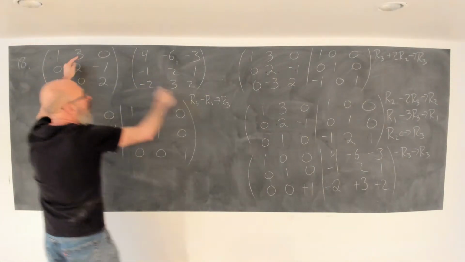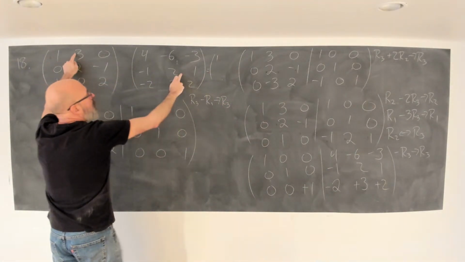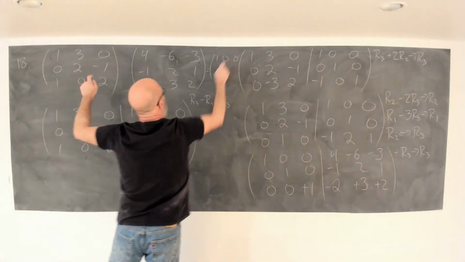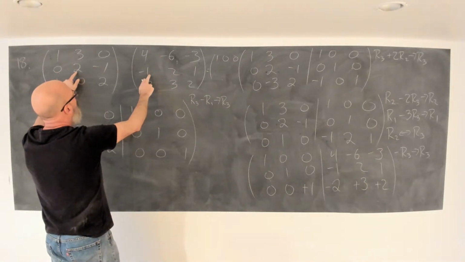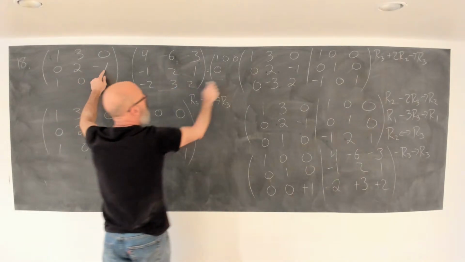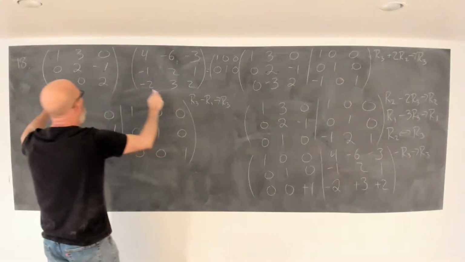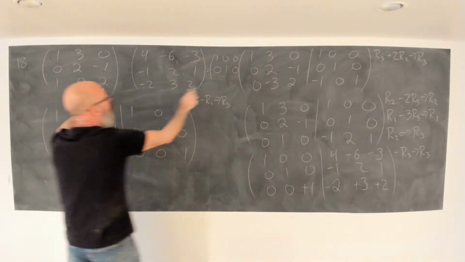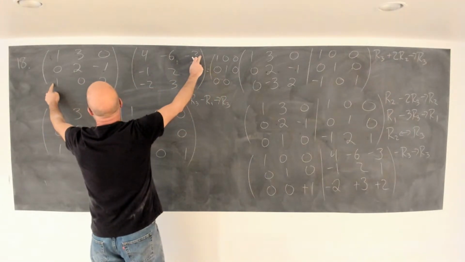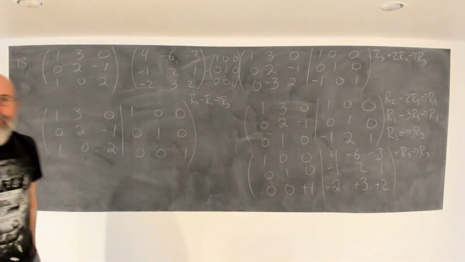4 minus 3 is 1. Minus 6 plus 6 is 0. Minus 3 plus 3 is 0. Minus 2 plus 2 is 0. 4 minus 3 is 1. 2 minus 2 is 0. 4 minus 4 is 0. Minus 6 plus 6 is 0. Minus 3 plus 4 is 1. Beautiful.